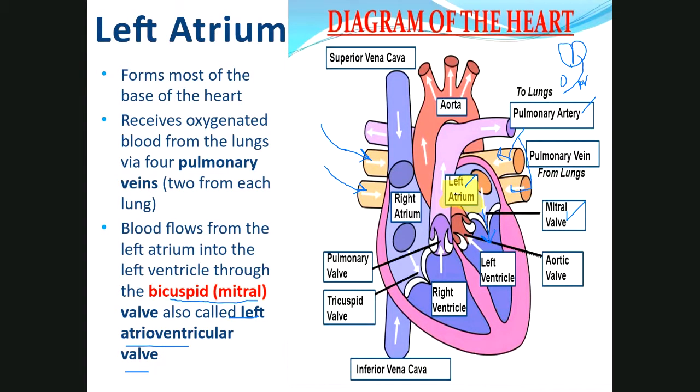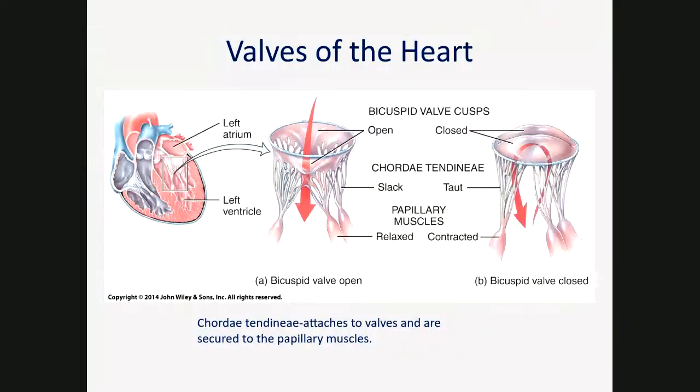The mitral valve, I'm sure you've heard of mitral valve prolapse. It's a common valve that needs surgery. And then because it's located on the left side, it's the left atrioventricular valve. So the bicuspid valve is called bi because it only has 2 cusps. They're also connected to the chordae tendineae, which attach to papillary muscles.